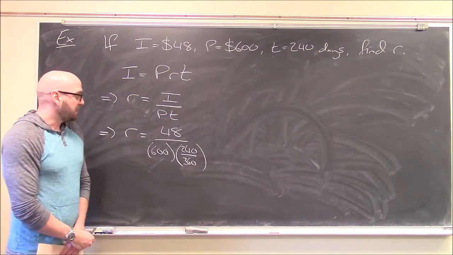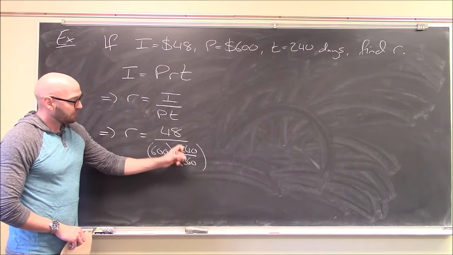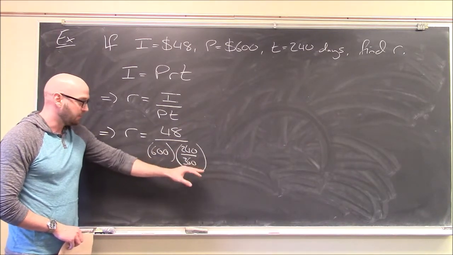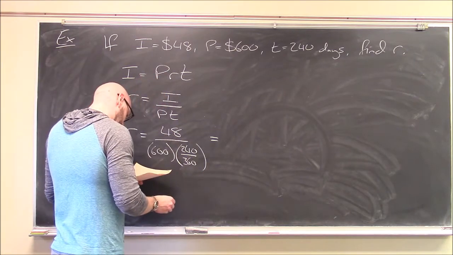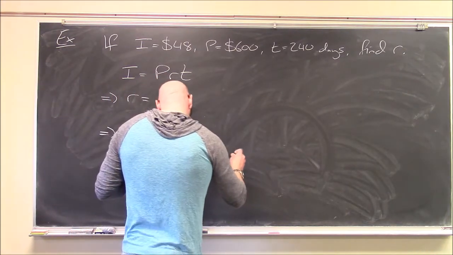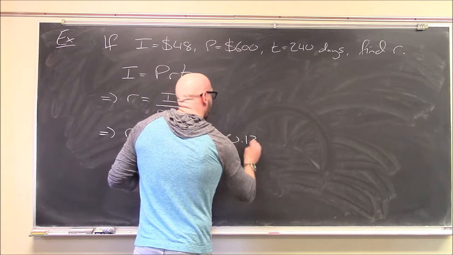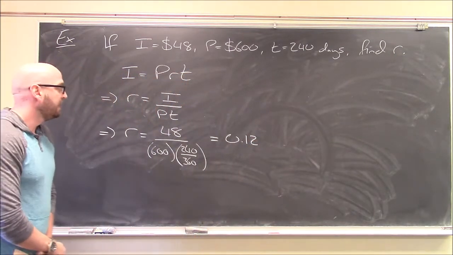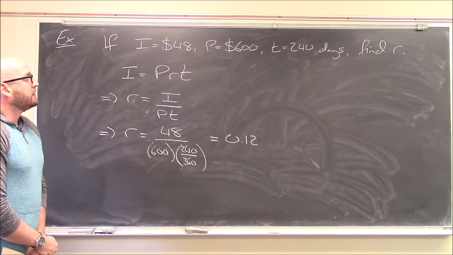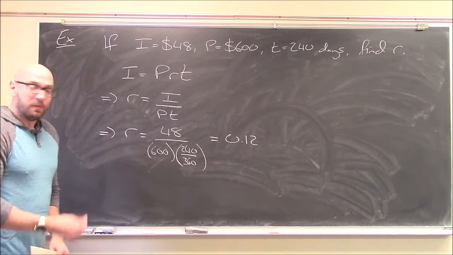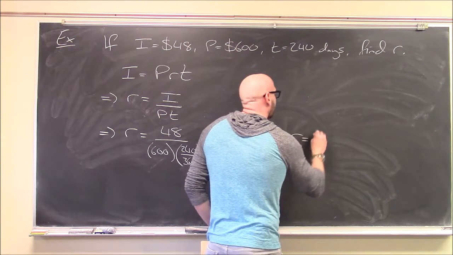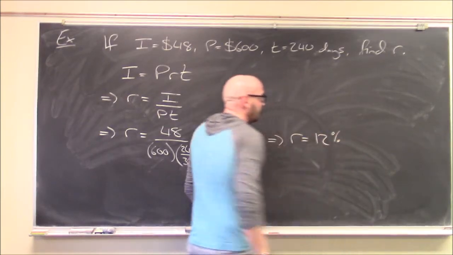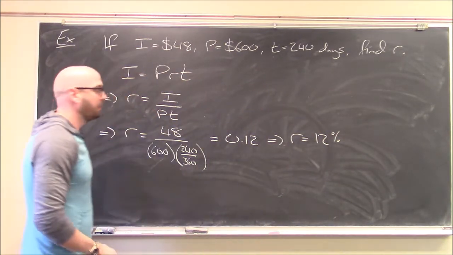And now you just plug this into a calculator. Be careful to make sure you've got brackets around everything so that everything distributes properly. But you plug this into a calculator, and you'll find that this is 0.12. Well, remember, that's the decimal form. If you want it as a percentage, you multiply by 100, right? So R, our annual interest rate, is 12%.